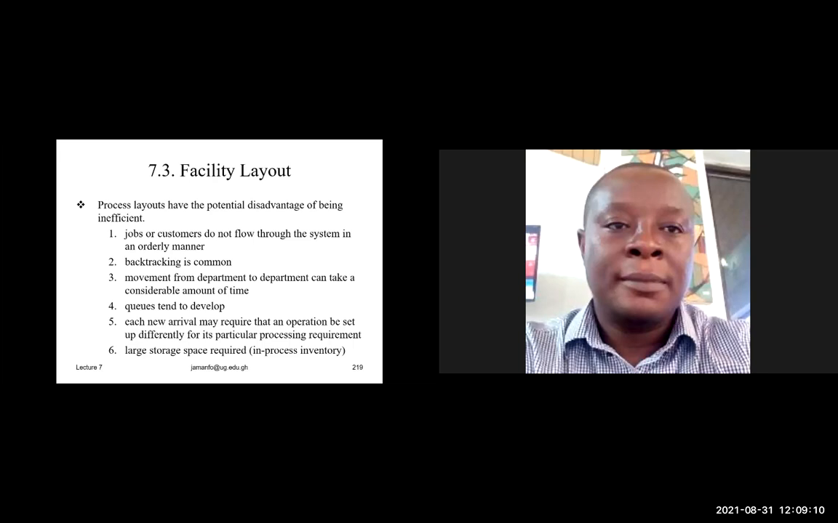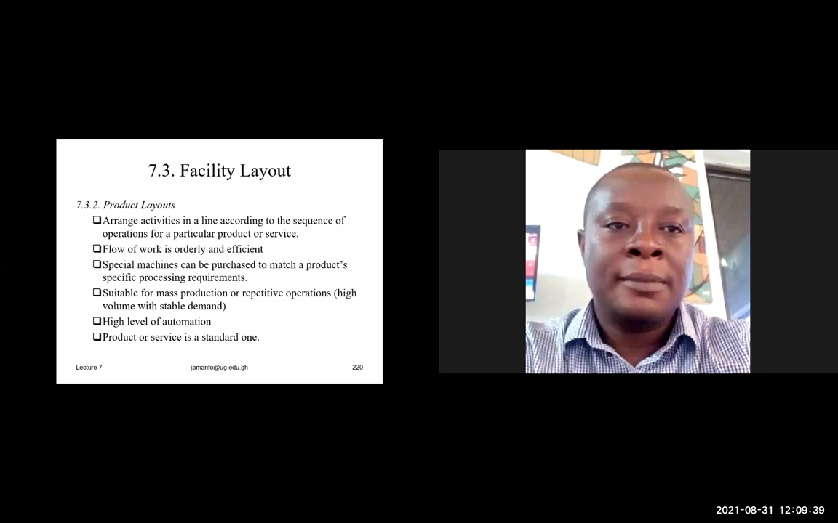There can also be backtracking. You go here and then you come back to this one, then you go back again, that sort of thing. Movement from department to department can take a considerable amount of time and kinks tend to develop. Lastly, space may be required for in-process inventory sometimes.